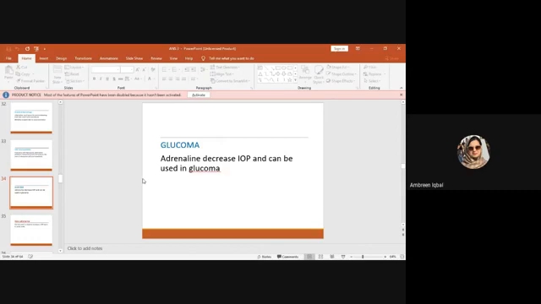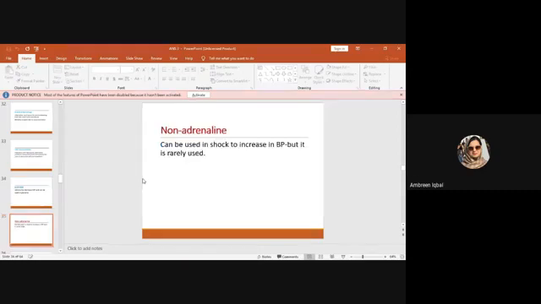The next thing we are going to discuss is noradrenaline. This was all about adrenaline. Now we are going to discuss noradrenaline. Noradrenaline is mainly an alpha agonist, can be used in short to increase the BP, but it is rarely used.